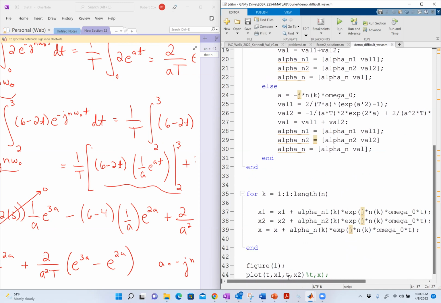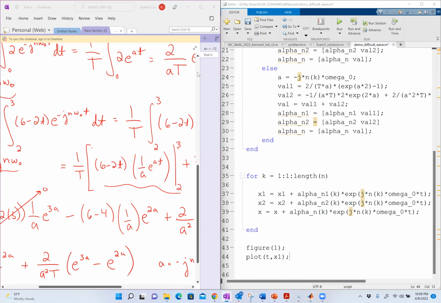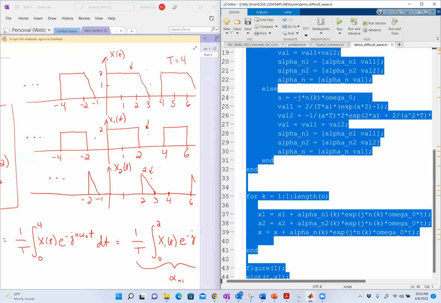All right, now what I want to do is just plot for now for myself the first waveform. And if this works, what I should see is what I have here. So x1 should just be a square wave that goes from 0 to 2 with a height of 2. And then it's 0. And then at t equal to 4, it should go up to 2 again. And then at t equal to 6, it should drop. Let's look to see what this guy looks like if we run it.